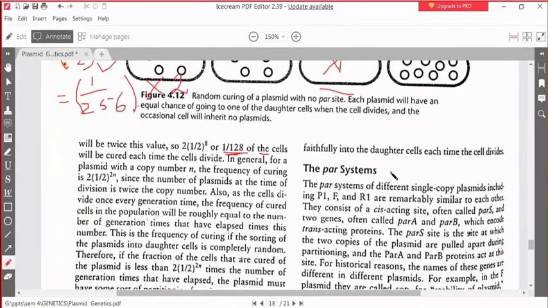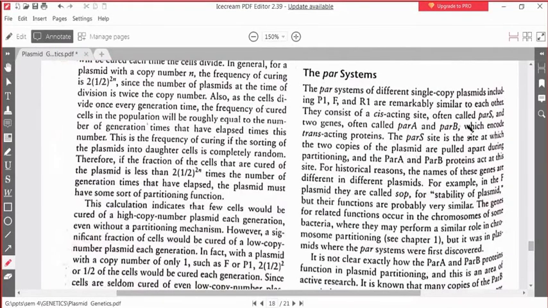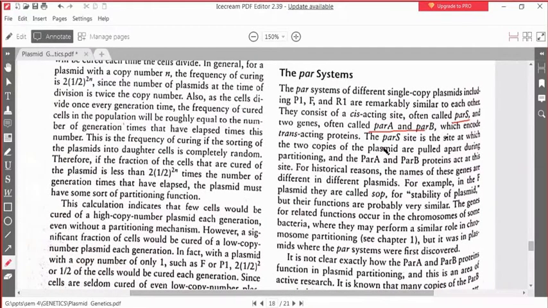So for the partitioning system, we have 3 important proteins. One is called PARS. The other 2 proteins are known as PAR A and PAR B. So these are the 3 inputs required, which is also called the plasmid partitioning system or the PAR system. The PARS site is already present in the plasmid. So in the PAR system, there are mainly 3 proteins working together so that the plasmid cannot be cured. The plasmid will always pass to the next generation. The 3 proteins are PARS, PAR A and PAR B. The PARS site will always be present in the plasmid.